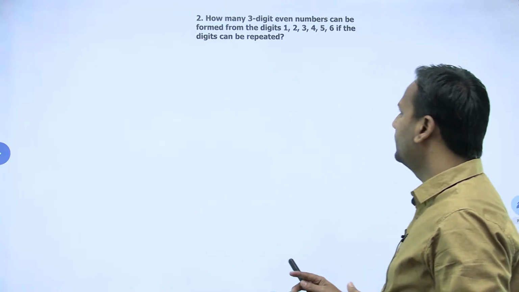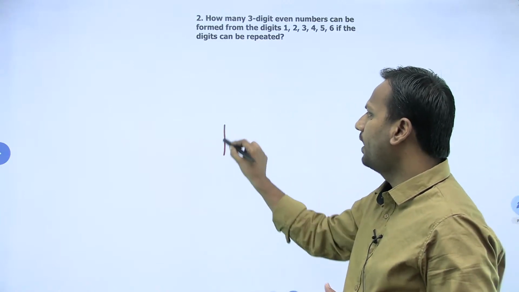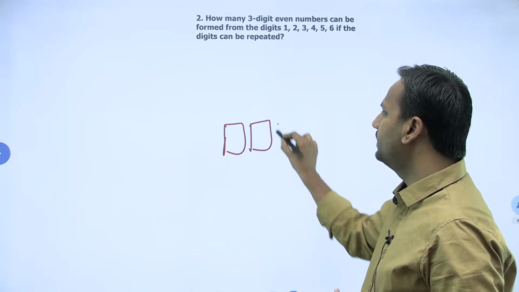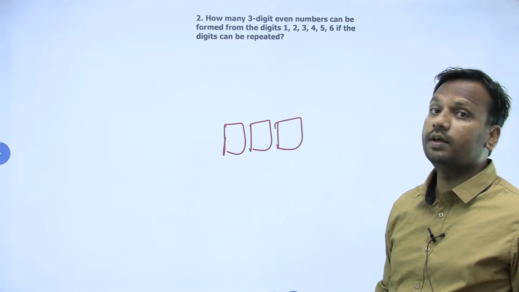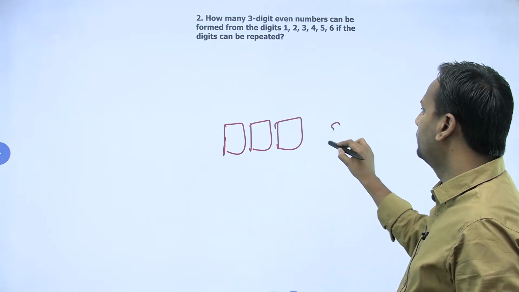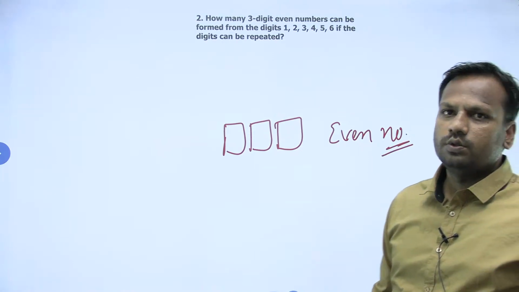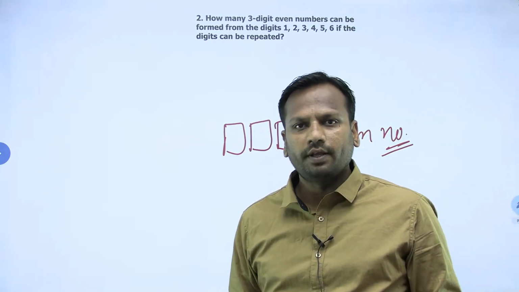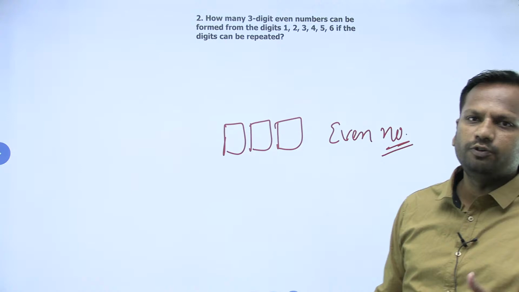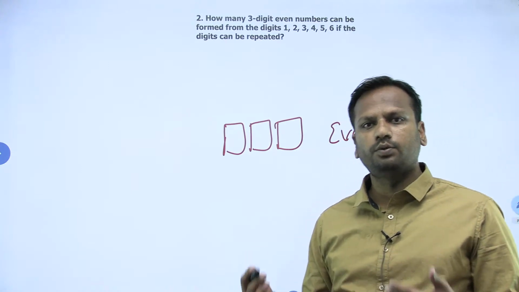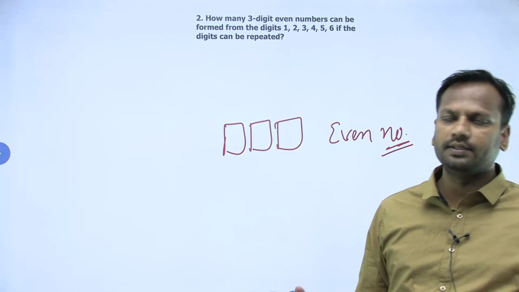So what do you think you have to do now? I have to form 3-digit numbers, got it? That too, even numbers, 3-digit even numbers. As you know, even numbers means what here? 2, 4, 6, all of these. It may be 2 digits, 3 digits, 5 digits, any number of digits.